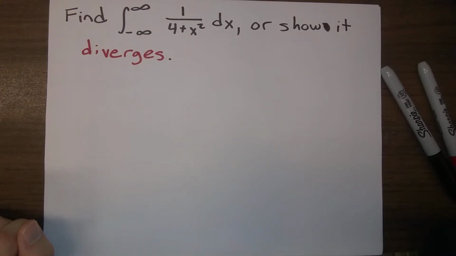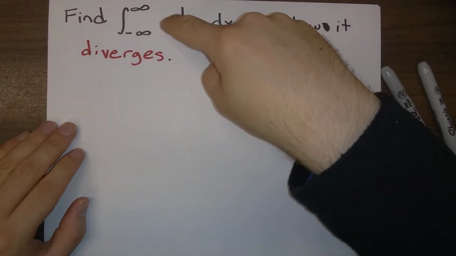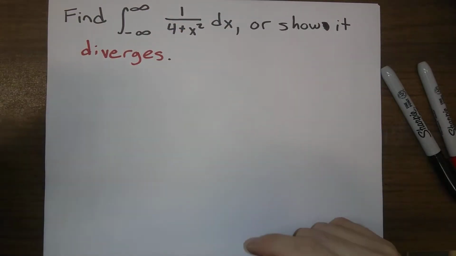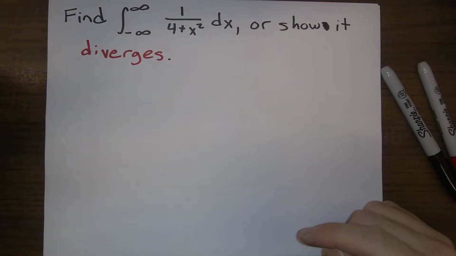Evaluate the integral from minus infinity to plus infinity of 1 over 4 plus x squared dx if it converges. If it doesn't converge, it diverges, and we want to prove that it diverges. So this is our first example where we have both of the bounds being infinite.